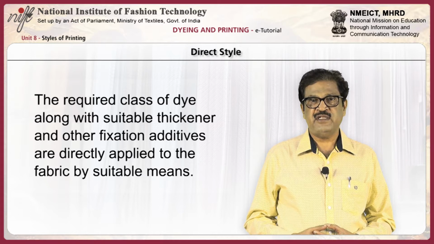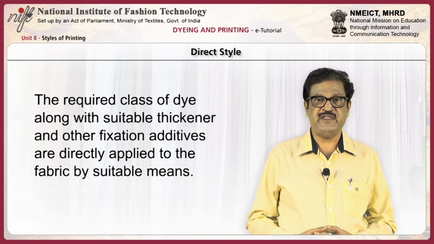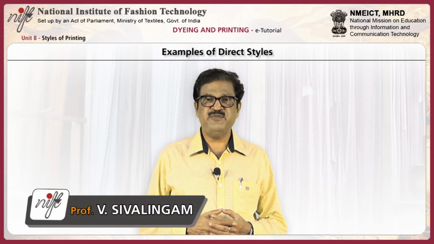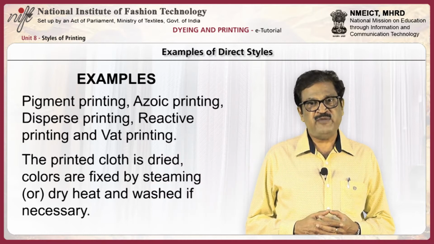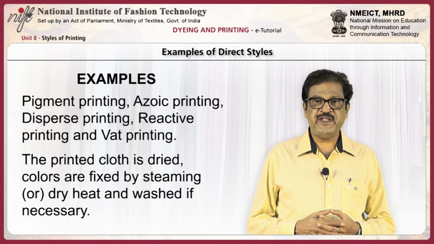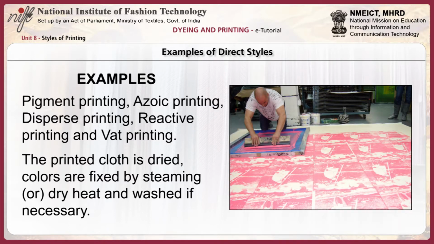In direct style printing, the required class of dye along with suitable thickener and other fixation additives are directly applied to the fabric by any method of printing, like screen printing, block printing, rotary printing and heat transfer printing. This style is direct, simple and reproducible. Examples of direct styles are pigment printing, mosaic printing, disperse printing, reactive printing and wet printing, etc. The printed cloth is dried, colors are fixed by steaming or dry heat, and washed if necessary.